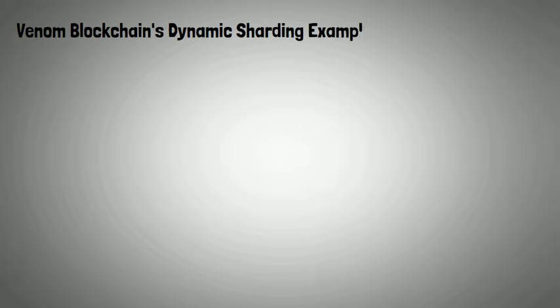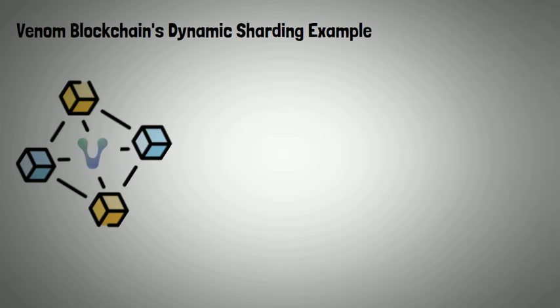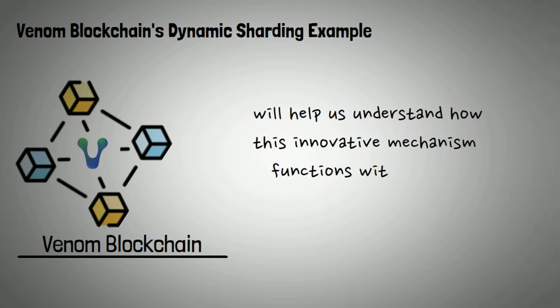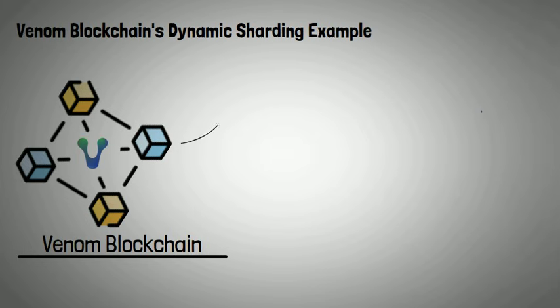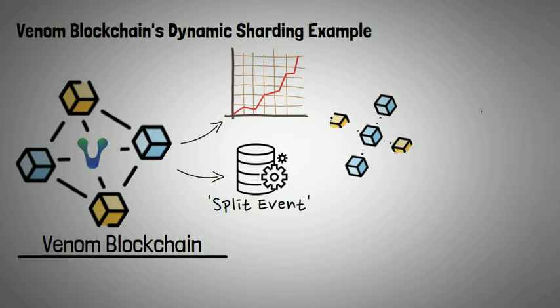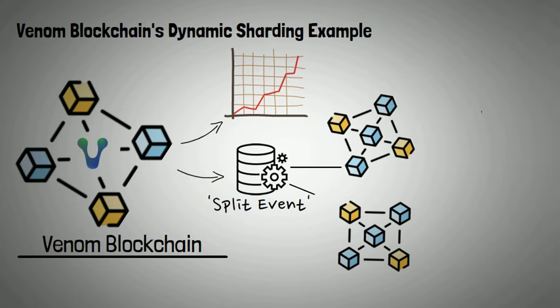Let's now explore a real-world example of dynamic sharding in action. We'll be using the all-new Venom blockchain as a perfect playground for the concept in action. This example will help us understand how this innovative mechanism functions within a live blockchain ecosystem. Picture this. As the Venom blockchain starts to experience a surge in transactions, the network activates a split event response.